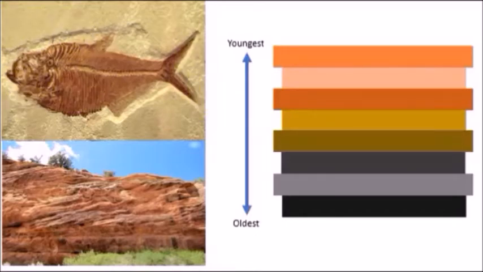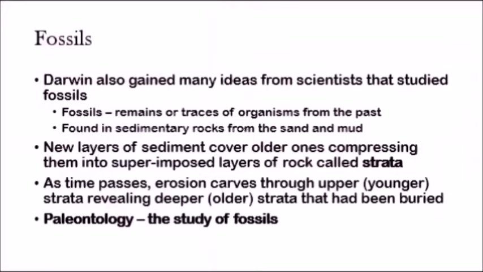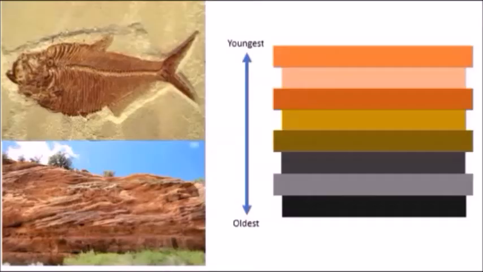Okay, now another thing that influenced Darwin were things called strata. So what is a strata? Strata are new layers of sediment covering old ones, okay, and they compress them into these superimposed layers of rock. I have another picture here for you. So basically what will happen is sand will come and it'll be here, and then more sediment will come and compress the first layer, and then more sediment will come and compress the layer here, and on and on and on, until everything just gets compressed until you have these superimposed layers of rock.